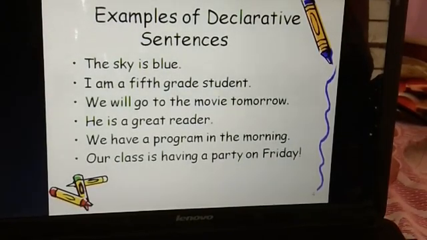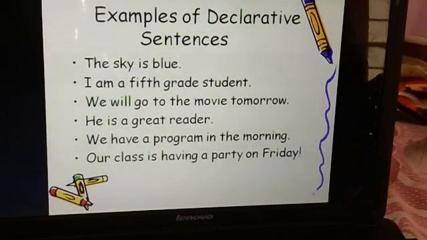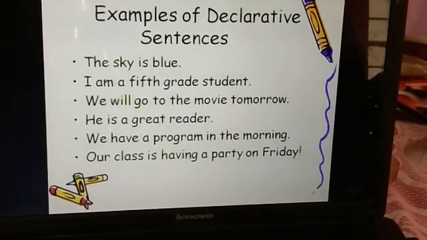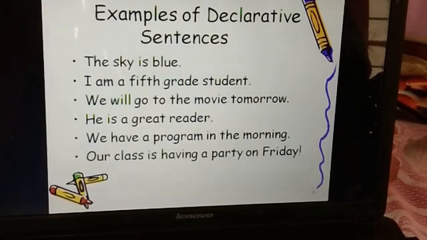I am a 5th grade student. Again, it's another fact. We will go to the movie tomorrow. So we are declaring that tomorrow we will go to a movie. He is a great reader. We have a program in the morning. Our class is having a party on Friday. So we have told everything which is going to happen. These are facts. So they are known as declarative sentences.